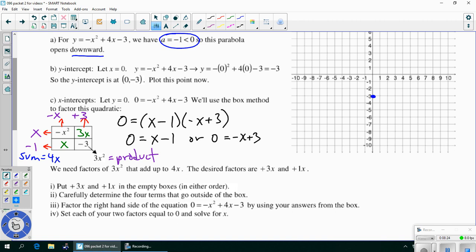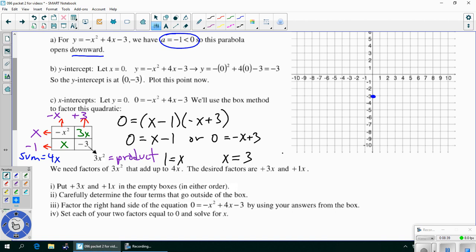Let's add 1 to both sides of this first equation. So we get 1 equals x. And then I'm actually going to add x to both sides of the second equation. That makes the x positive on the left. And then the 3 stays right where it is on the right. So those are my two x-intercepts.